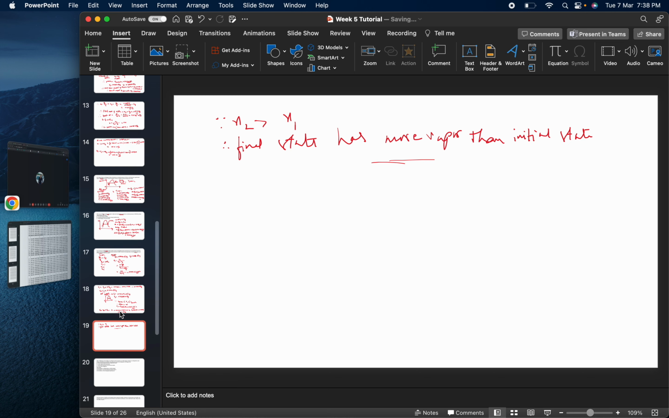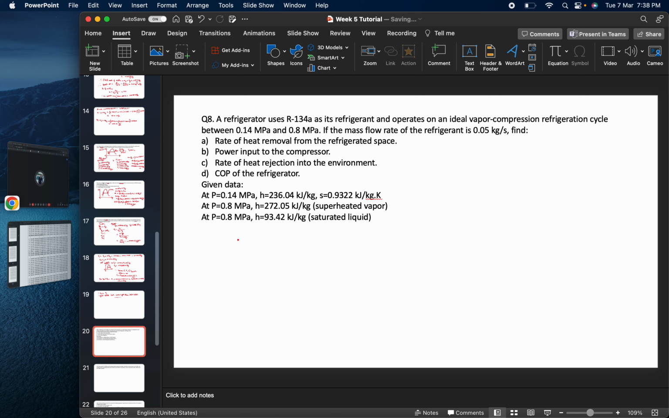Okay, now moving on to the next question. A refrigerator uses R134a as its refrigerant and operates on an ideal vapor compression refrigeration cycle between 0.14 megapascal and 0.8 megapascal. Now if the mass flow rate is given as 0.05 kg per second, you have to find the rate of heat removal from the refrigerated space, the power input to the compressor, the rate of heat rejection into the environment, and the COP of the refrigerator. Now you see, we cannot use the steam table, because the steam table gives the properties of steam, but we now need the properties of this refrigerant.